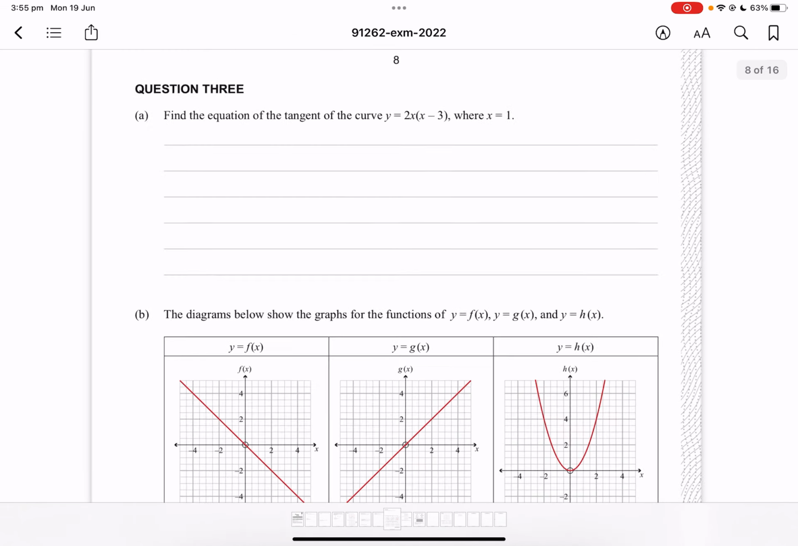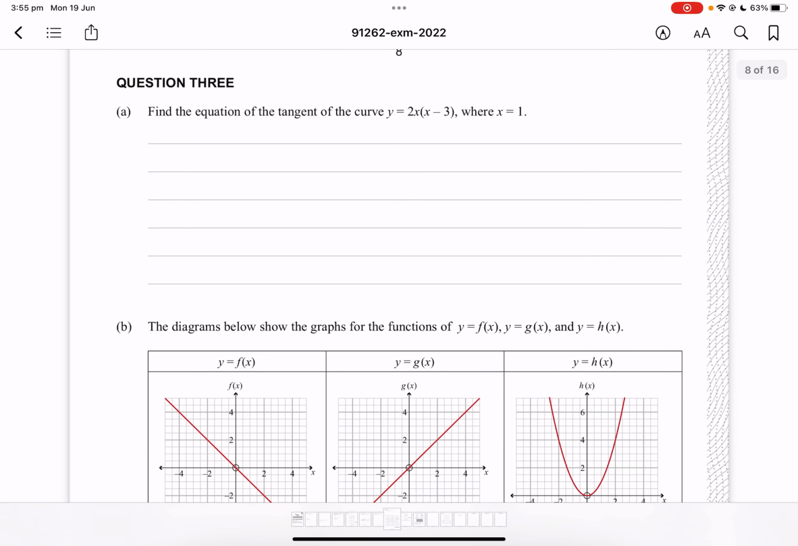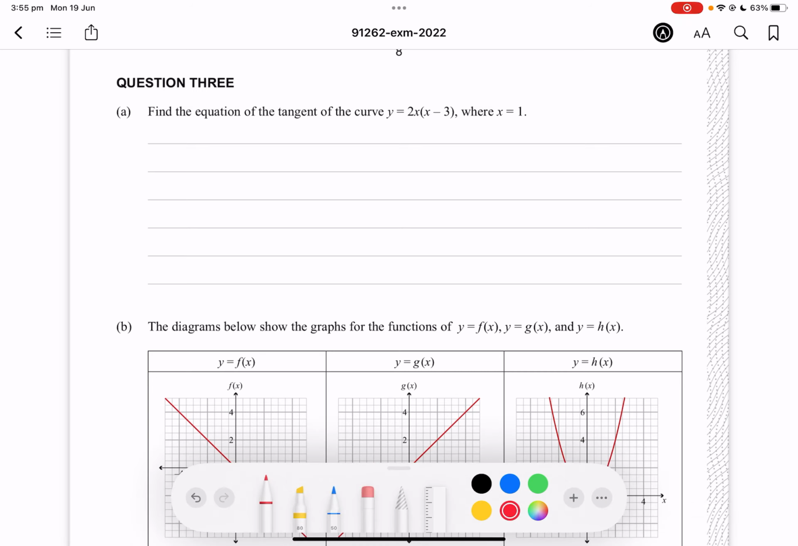Okay, cool. Question 3. Find the equation of the tangent of a curve y equals to 2x times x minus 3, where x equals to 1. So for this question, just to make it a bit more simple, we're going to expand this expression. So y equals to 2x squared minus 6x. And to find the equation of the tangent, we need the gradient and the intercept, so y equals to mx plus c.